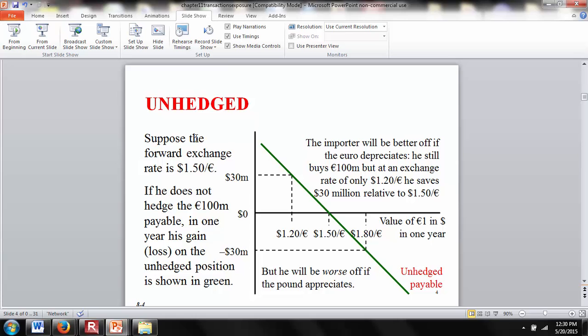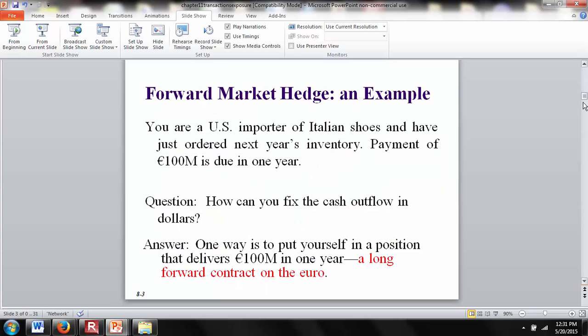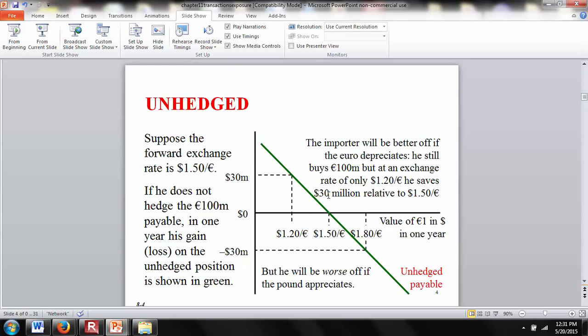So what is the choice here? If you did not do anything, if you just said, come what may, I will go and buy the euro, what's going to happen is that initially, let's say the exchange rate was 1.2. At 1.2, he would have owed 100 million euros, that would be 120 million. Now, as the exchange rate goes up, he has to pay more and more money. So let's say the exchange rate is 1.8, he has to pay 180 million US dollars. So that is going to cost him a lot of money.